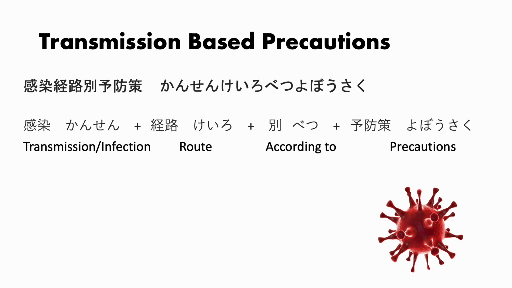So the word for transmission-based precautions is 感染経路別予防策. I've broken down the kanji of the word to make it easier to remember and put the word together in your head. So the first word is kansen, which is transmission or infection. The next word is keiro, which means route. The next kanji following is betsu, which in this context means according to. And the last word is yobosaku, which means precautions. So putting the word together, it is kansen keiro betsu yobosaku, or transmission route according to precautions, so precautions based on the transmission route, which is transmission-based precautions.